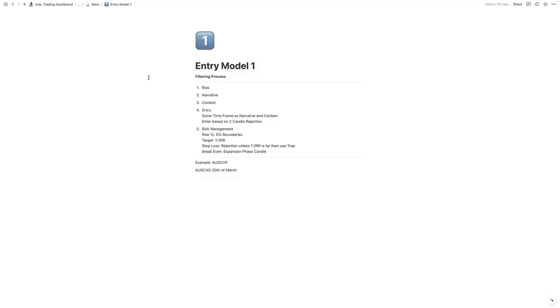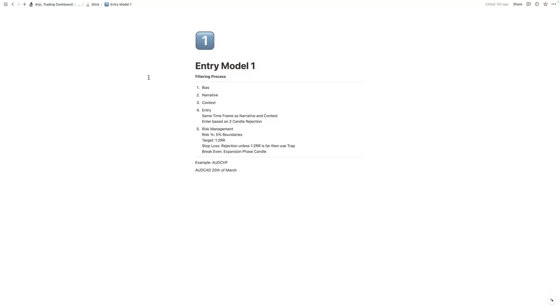Then the entry is what's going to change, because the entry right here is the same time frame as narrative and context. So the PD array that we are expecting either higher or lower prices off of is the same time frame we are going to be using for our entry time frame. So we're not going down time frames in entry model 1 right there.